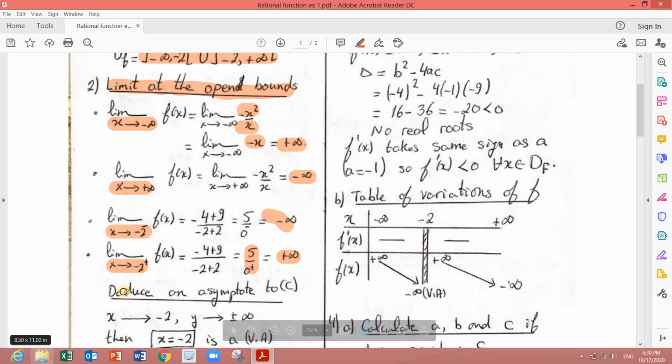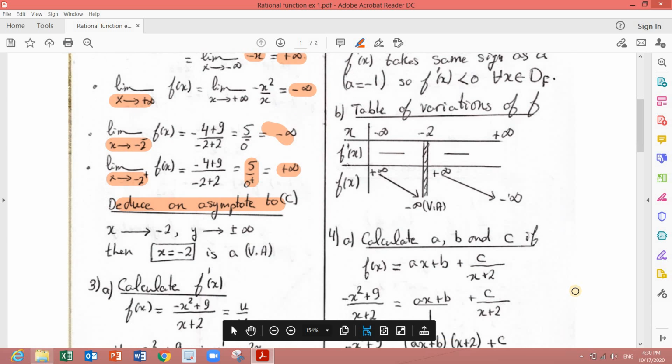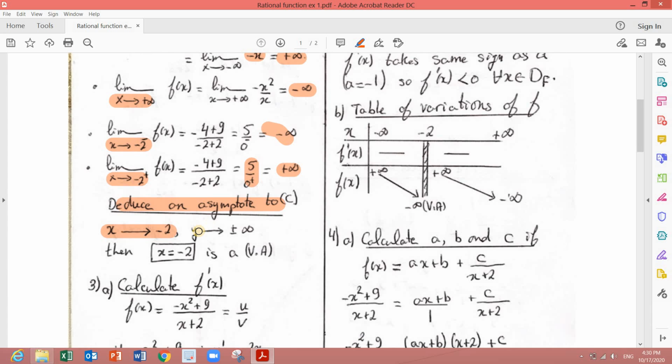Now we are going to deduce an asymptote. We remind you that we have 3 types of asymptotes: vertical, horizontal, and oblique. Since it says deduce, from the above limits we get x tends to minus 2, y tends to plus or minus infinity. This is the definition of the vertical asymptote. So x equals minus 2 is a vertical asymptote.